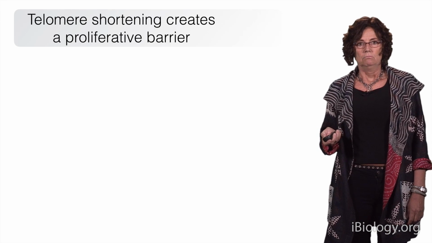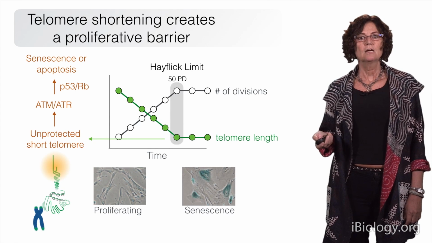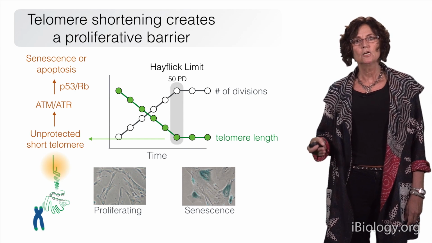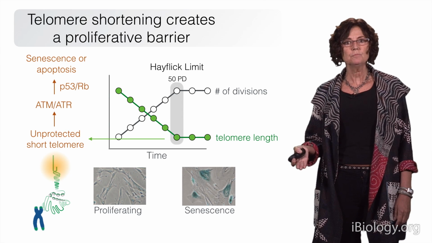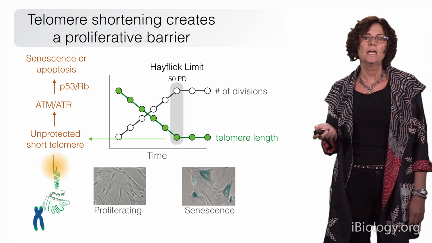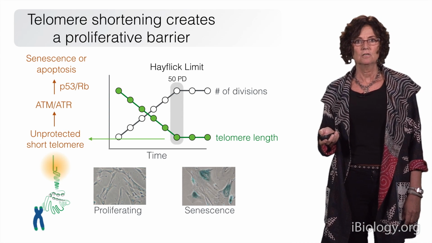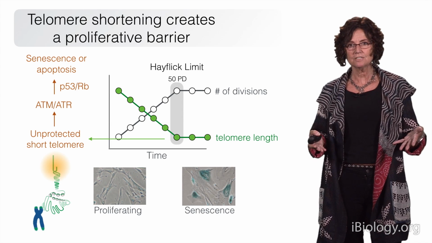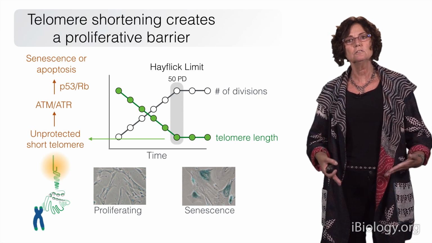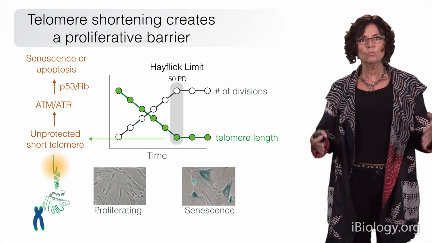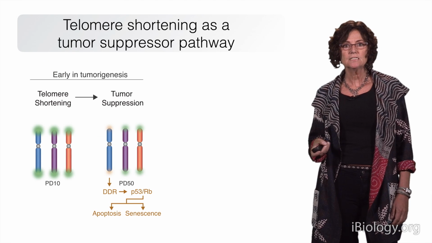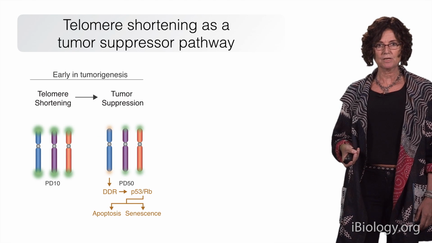Now, as I said, telomere shortening will erect a proliferative barrier. No matter what cell type it happens in, at some point, those cells will lose telomeric DNA to an extent where they will activate the ATM and ATR kinases, and that's the end of that cell lineage. So why do we have a system in our cells, in our tissues, not in the germline, not in the stem cells, in our tissues, that eventually will block the cells from proliferating? Well, it's generally believed that this has evolved as a tumor suppressor pathway.